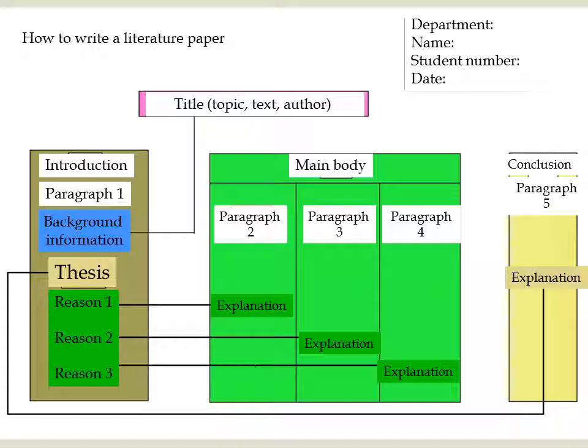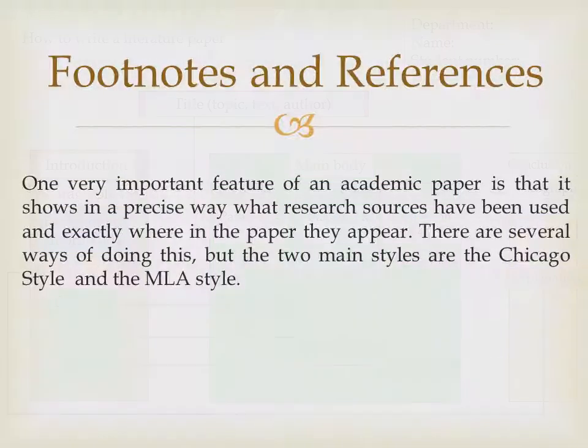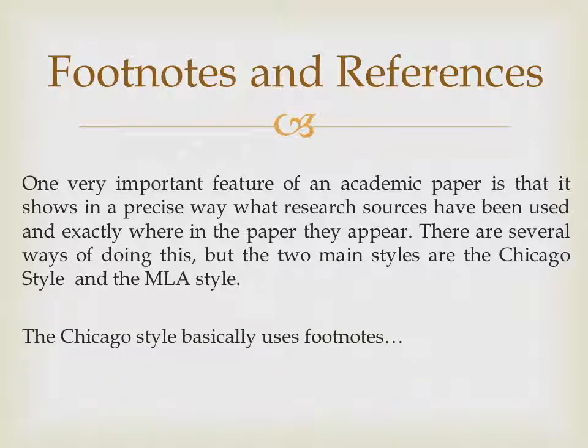We seem to get through that fairly quickly, so perhaps I'll just quickly go on and talk about references a little bit. Footnotes and references are a really important part of an academic paper. They show the research sources, they show where those resources come in the paper that you're using, and there are several ways of doing it. Now the two main styles are Chicago and MLA. And Eibun Gakka uses MLA. That's supposed to be our department's style. But it's also important to know how the Chicago style works.